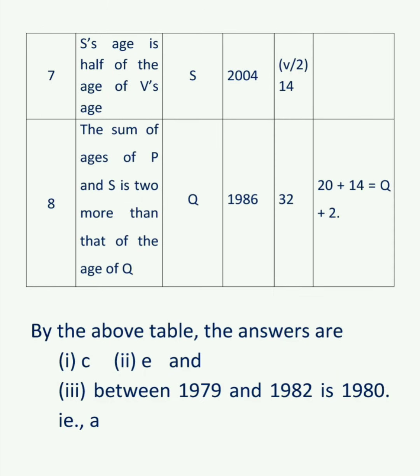S's age is half of V's age. Therefore, it is equal to V by 2, 28 by 2, that is equal to 14. And the last condition, the sum of the ages of P and S is 2 more than the age of Q. That is 20 plus 14 equals Q plus 2. Therefore, Q equals 32. Q was born in 1986.